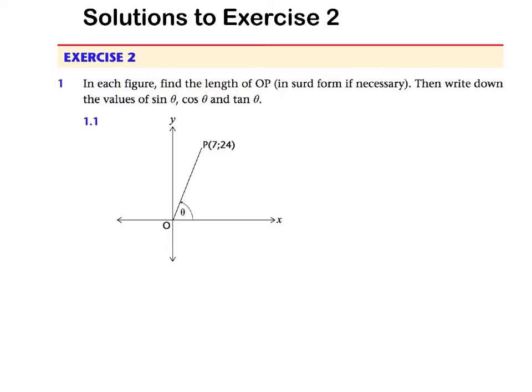So in the first question there, you've been given a point P, (7, 24) in the first quadrant. So that, of course, would mean that the x value, the x distance there, is 7, right? So the x is 7 there, and then that means the y is equal to 24.